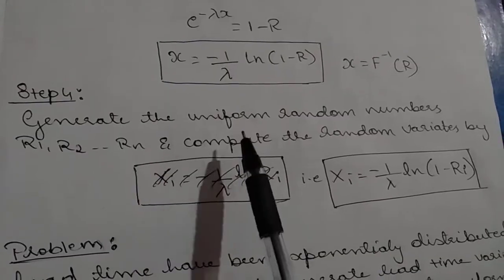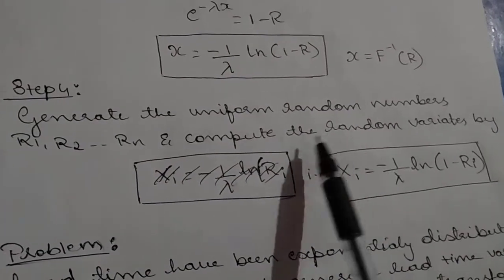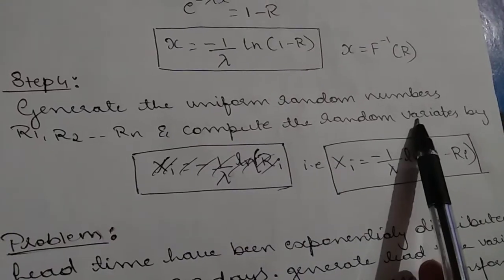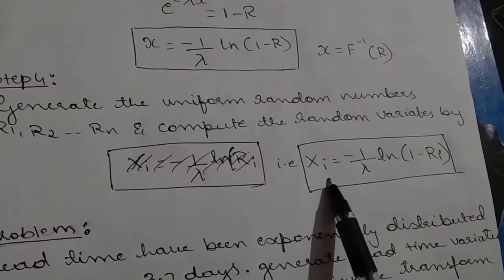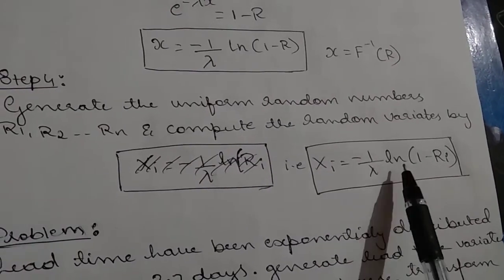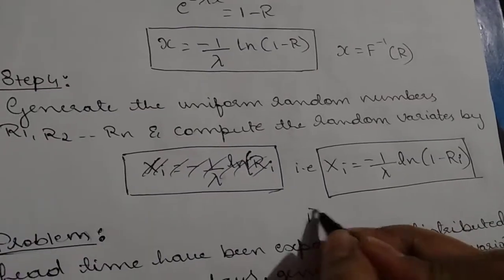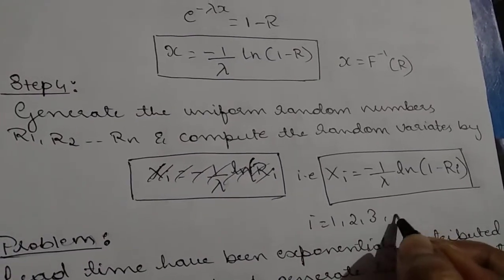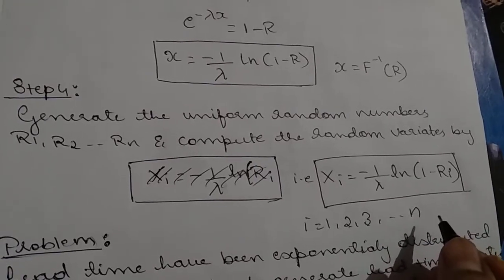That is, you have to just generate the uniform numbers. From these uniform random numbers, you have to compute the random variate. To compute the random variate, this is the standard formula we have, that is xi is equal to minus 1 divided by lambda ln of 1 minus ri, where i is equal to 1, 2, 3 till n. These are the random numbers r1, r2, r3 till rn.